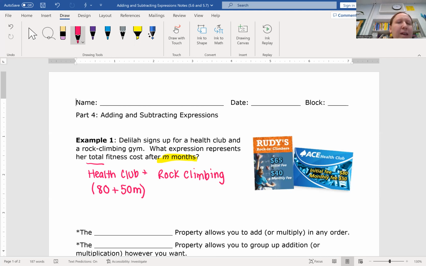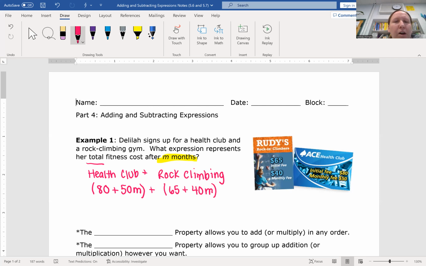You could write it as 50M plus 80, and that's fine too. Doesn't matter what order you do it in. And because we're talking about the cost of the health club, I'm just going to put it in some parentheses to show that together is the cost of the health club, because we are going to be adding that on to the cost of the rock climbing, which had a $65 initial fee and $40 per month. So that expression is going to be 65 plus 40M. Once again, 40M plus 65 is also okay.